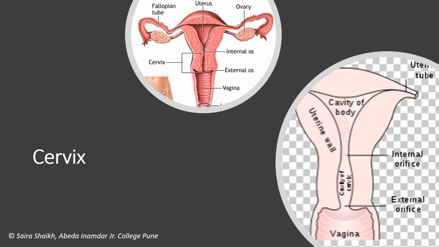The cervix is the lower narrow part of the uterus or the womb. It is made up of fibrous muscular tissue. It is cylindrical in shape. It connects the uterus with the vagina. It encloses a canal. It has two openings. The opening into the uterus is called the internal os, and the opening into the vagina is called the external os.